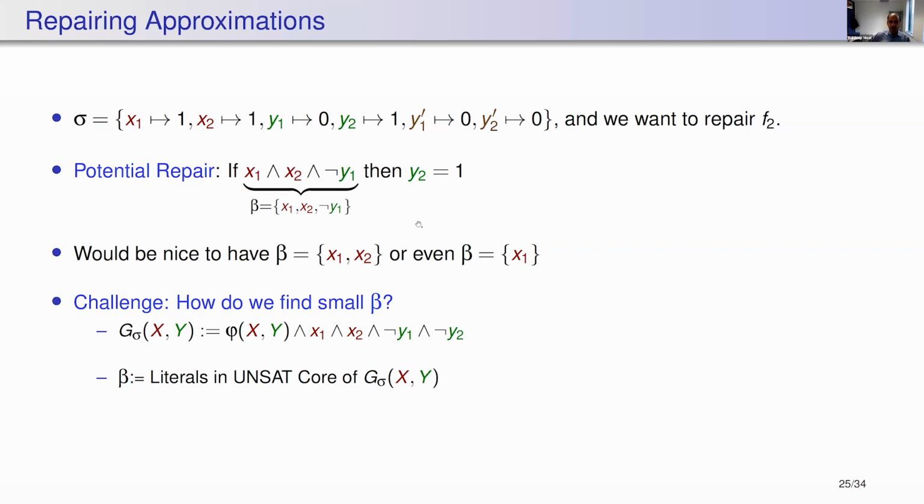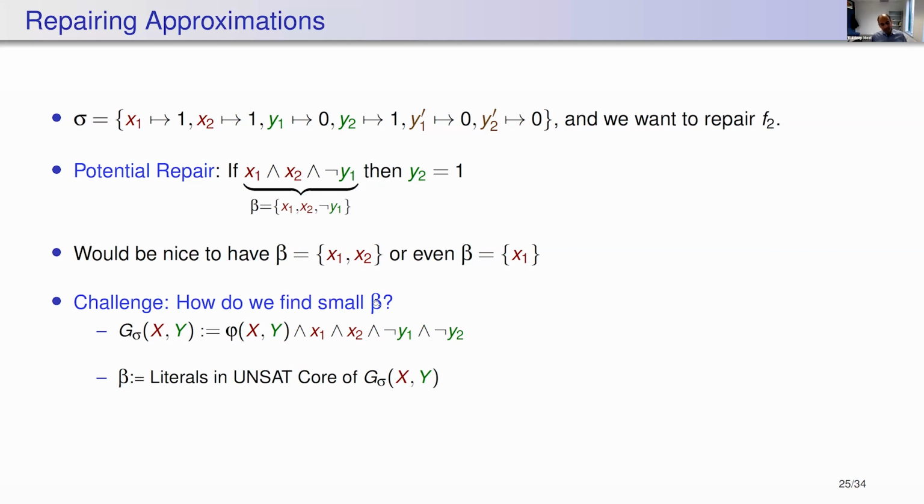We would like these repairs to be able to generalize beyond the counterexamples we have. So it would be nice if the repair could generalize to potentially other counterexamples. What does it mean to generalize to other counterexamples? It means this beta, which is the set of literals, could be smaller, because the smaller it is, the more it generalizes. But we also want to make sure that it is sound, because all we know so far is that when x1 and x2 are 1 and y1 is 0, then y2 should be 1. We don't know immediately that if x1 is 1, then y2 equals 1 is good. So how do we find such a small beta that is sound?